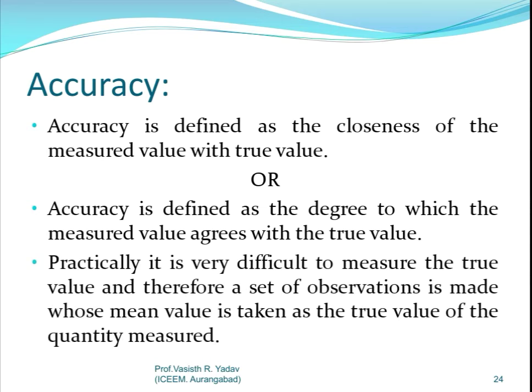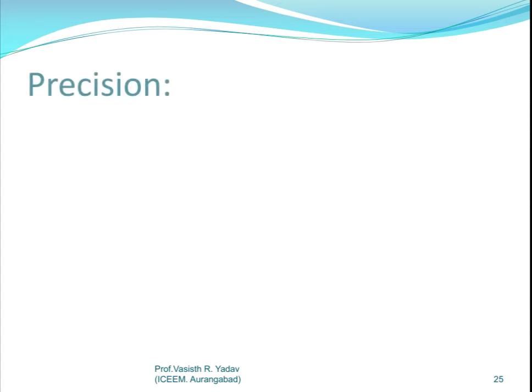Now this is the thing which we have discussed, that practically it is very difficult to measure the true value, and therefore a set of observations is made whose mean value is taken as the true value of the quantity measured. So in that case we measure the term accuracy and define it as how accurately the product has been manufactured.